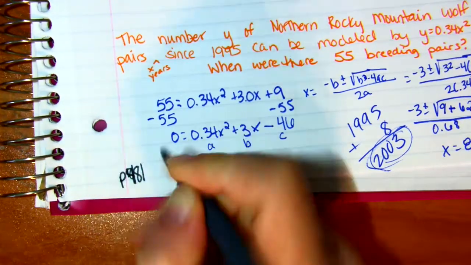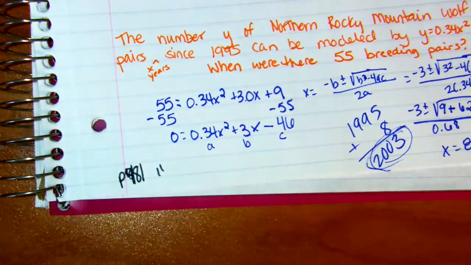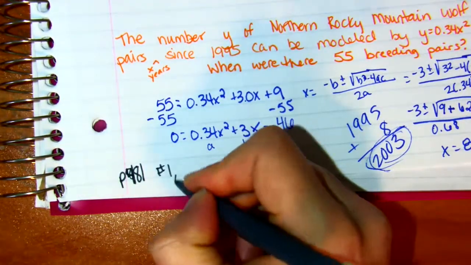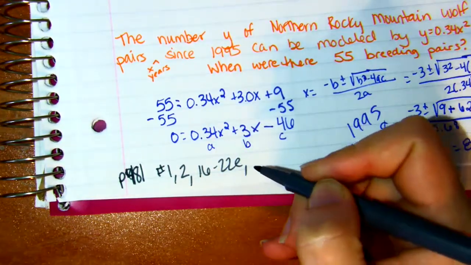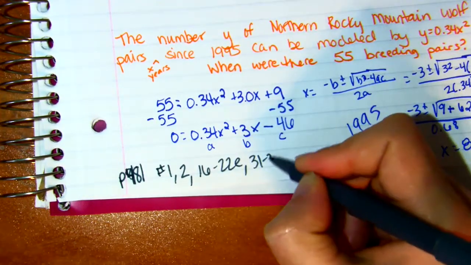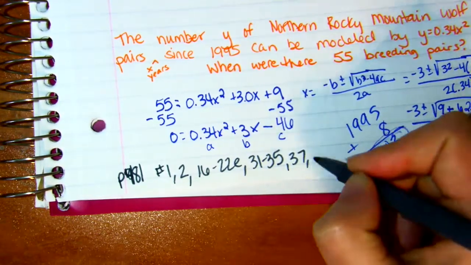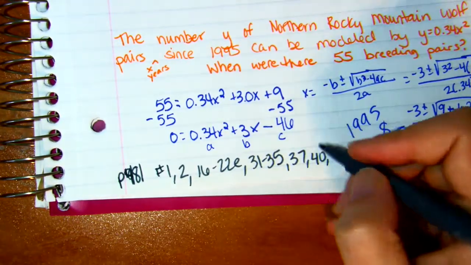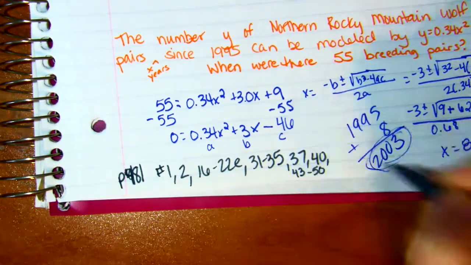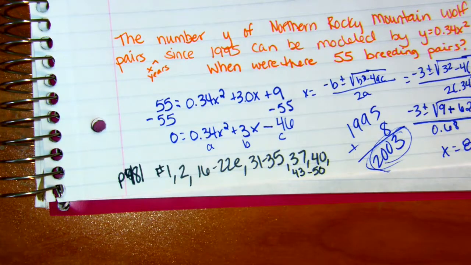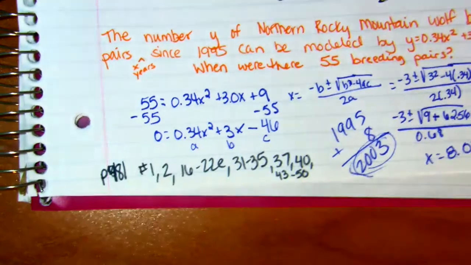So this is page 481. You're going to do numbers 1, 2, 16 through 22 even, 31 through 35. This looks like a lot of problems, but a couple of them are just using the discriminant, where it just says determine how many solutions there are. Those ones don't take a whole lot of work. So here's your whole assignment. Good luck.